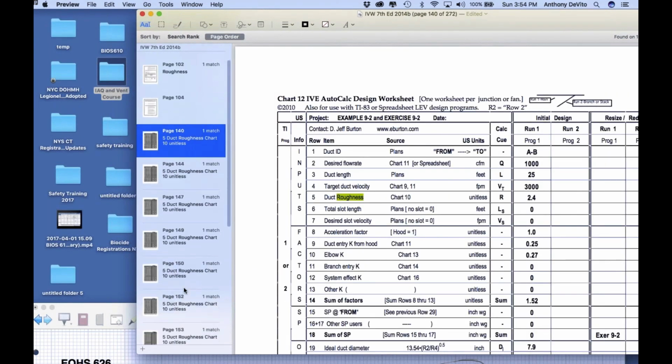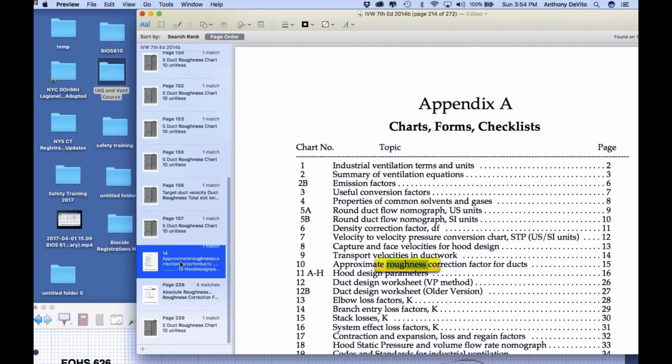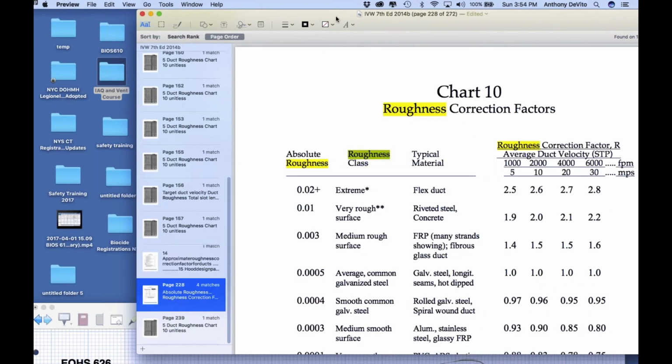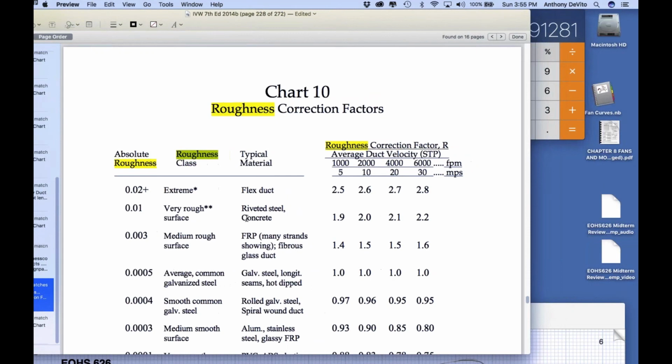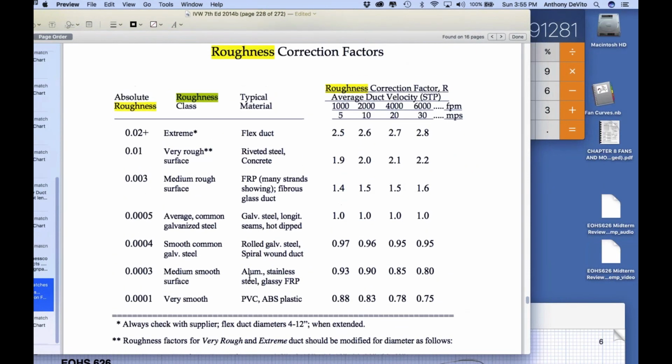See if I can actually find a chart that has it. Oh, here we go. Here's our roughness correction factors. So, let's see, absolute roughness. Let's take a look at average common galvanized iron. At 1,000 feet per minute, at 6,000 feet per minute, all the way across the board, our correction factor is just 1.0. In other words, that correction factor is designed specifically for hot dipped galvanized iron ductwork.